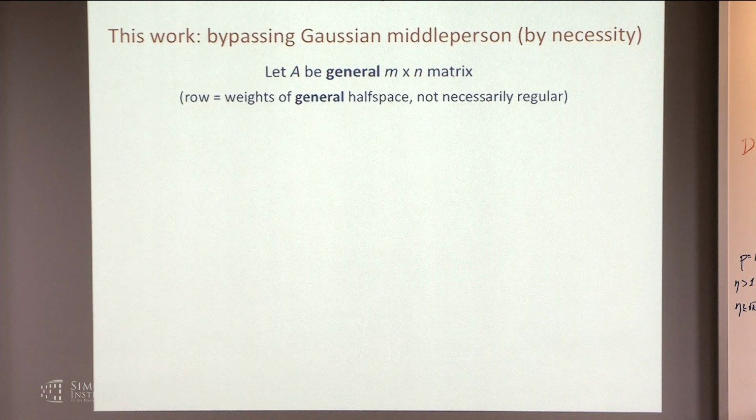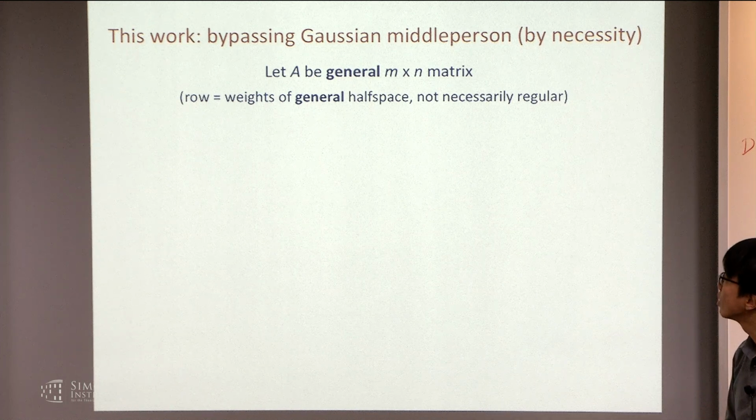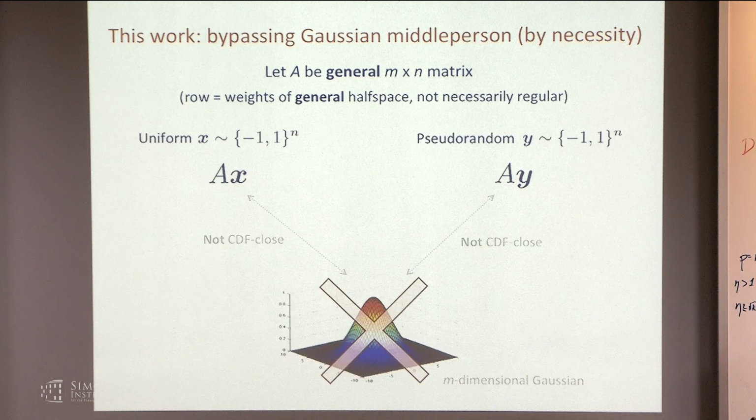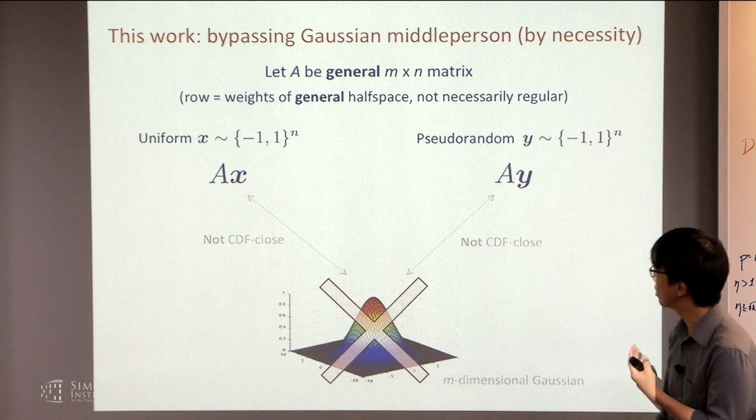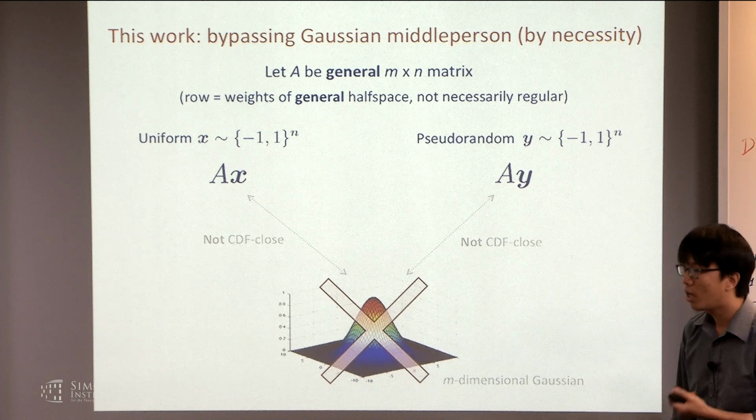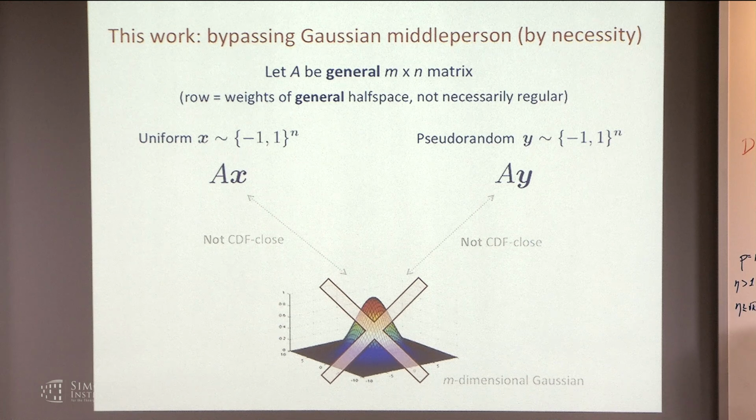So the key challenge in this work is to bypass this Gaussian middle person, not because we're trying to be smart or trying to have better parameters, just by necessity. So our setup is that we have m general LTFs, where the weights of a general half space are not necessarily regular; that's A. Ax is not going to be close to a multidimensional Gaussian. If it's not going to be close under uniform, it's not going to be close under pseudorandom. And yet, our goal of fooling the intersection of half spaces defined by A is exactly that of cooking up a pseudorandom y such that Ax and Ay are close in CDF distance.